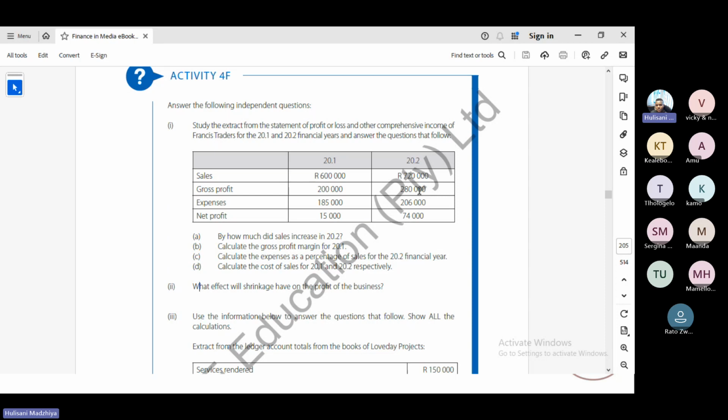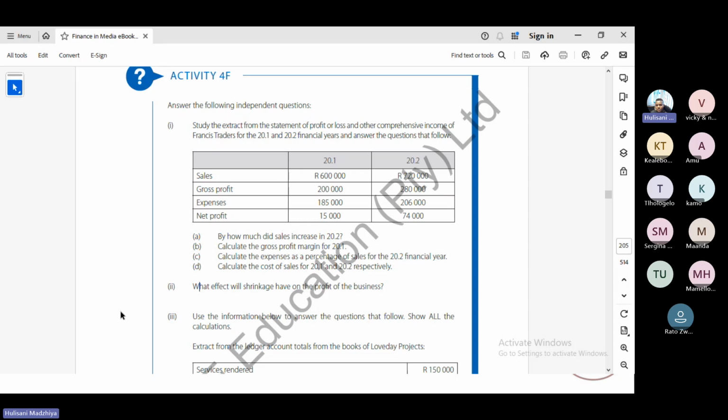So this then brings us to what effects will shrinkage have on the profit of the business? So that is the next question. I want you guys to just answer this on the chat section. I believe I've already given you the answer on this one. So what effects will shrinkage have on the profit of the business?